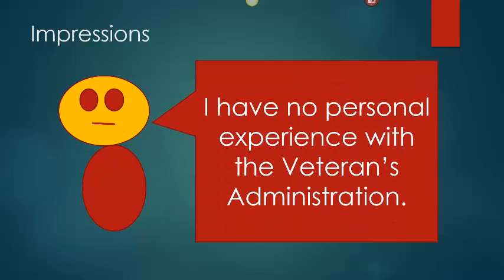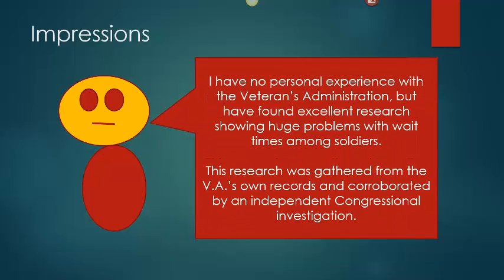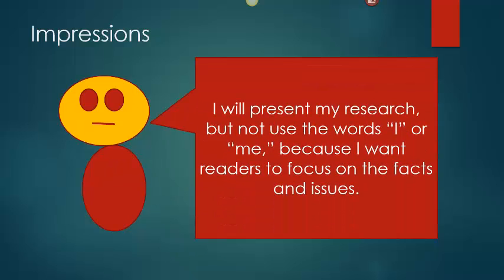All right. Let's say you want to write about the same issue, but you have no personal experience with the Veterans Administration. So, as you're thinking about your assignment, you can think to yourself, I have no personal experience with the Veterans Administration, but I found some excellent research showing huge problems with wait times among soldiers. The research was gathered from the VA's own records and corroborated by an independent congressional investigation. So yay, I have done good work. When you present your research, don't use the words I and me. Make statements, make arguments, but leave those words out because you want readers to focus on the facts and issues.